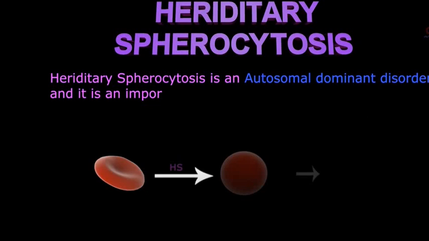Good afternoon, students. Today's topic is hereditary spherocytosis, and it is one of the causes of hemolytic anemia. It is an autosomal dominant disorder, and there is extravascular hemolysis as well as intravascular hemolysis. So, what happened here?